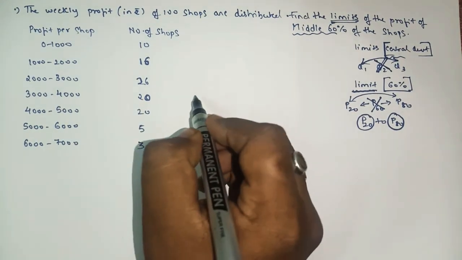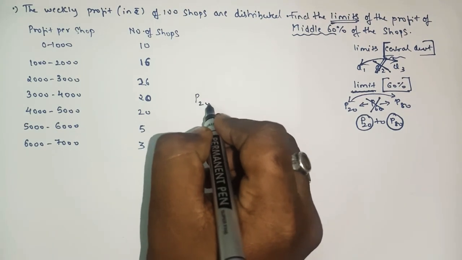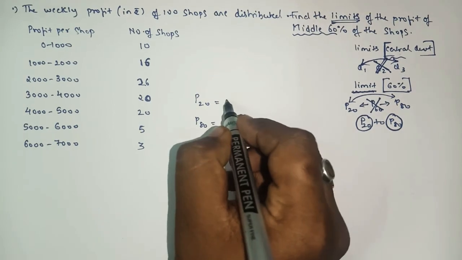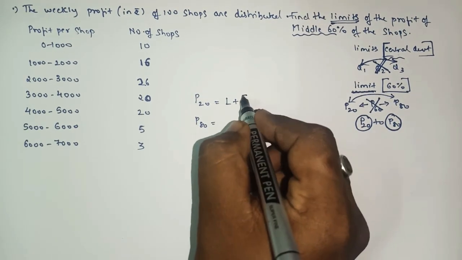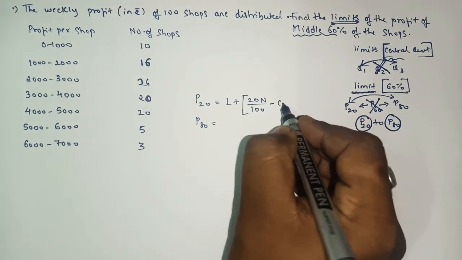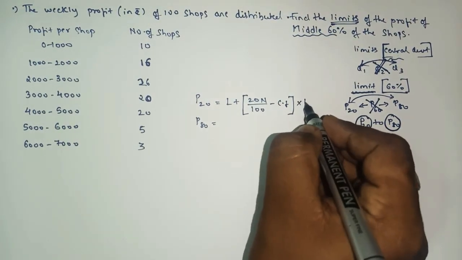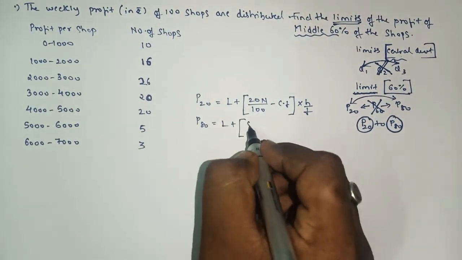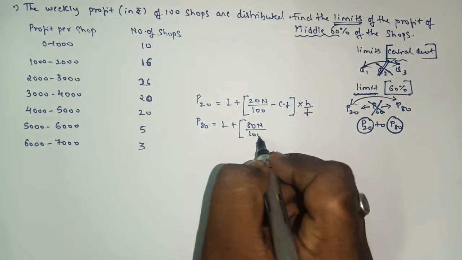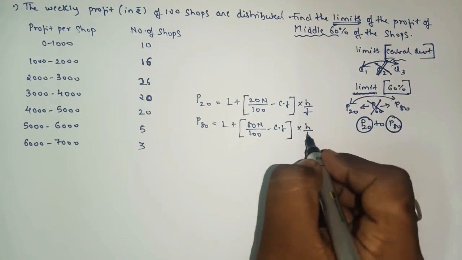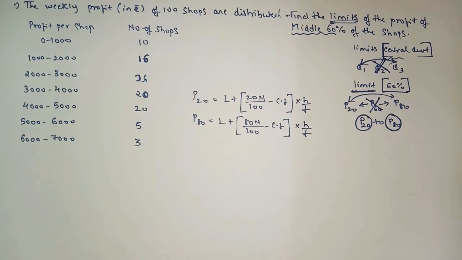So in short, here we have to find the value for P20 and P80. For P20, we'll frame the formula: L plus 20N upon 100 minus CF into H upon F. Yes or no? Here it will be L plus 80N upon 100 minus CF into H upon F. Okay, as per the rule, we record all the values.